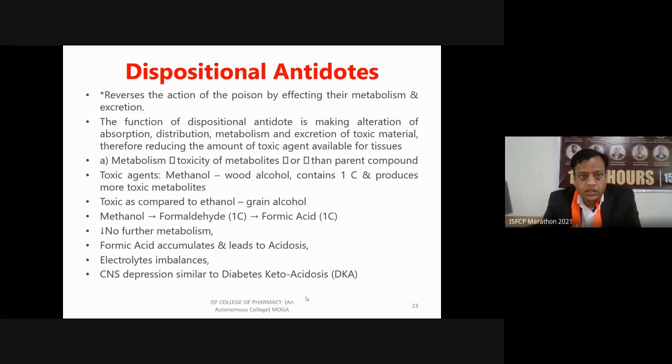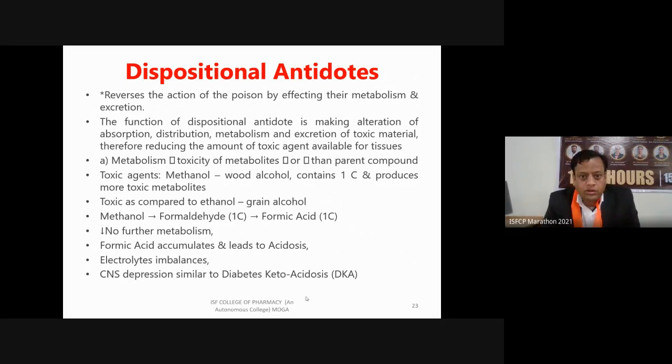The function of a dispositional antidote is to make alterations. They alter the absorption of the poison, its distribution, its metabolism, and excretion. So they reduce the amount of toxic agent available to the tissue. Firstly, we come to metabolism. Dispositional antidotes perform their action through metabolism.